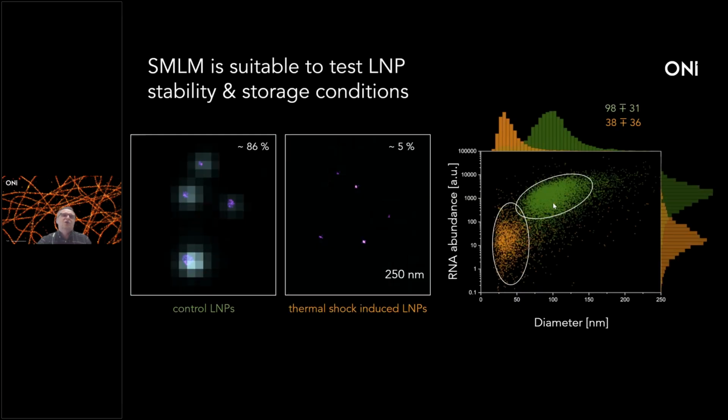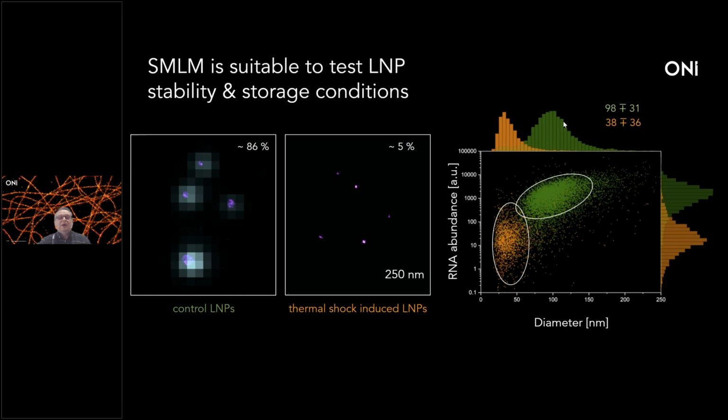But also, I pointed out that you can use this technology to study stability and storage conditions. So here I would like to show you an example where I use the same LNPs, whose size was approximately 98 nanometers. Please have a look first at the green histogram. These are the subset of LNPs which are very clean, they're all positive, and you can see that the size is approximately 98 nanometers with a standard deviation of 31 nanometers.